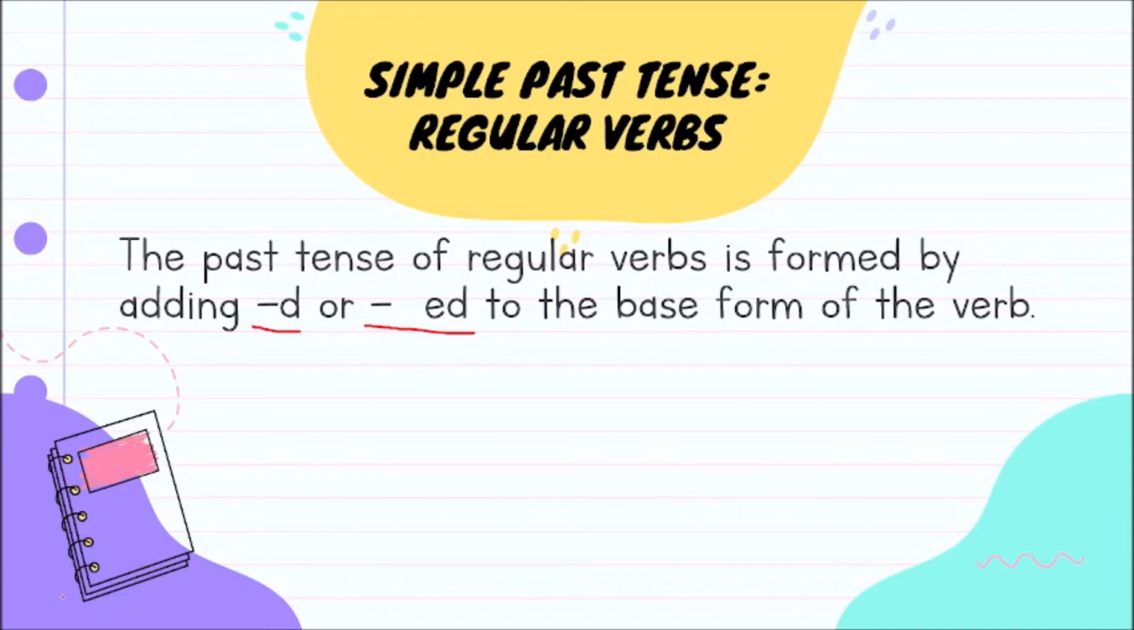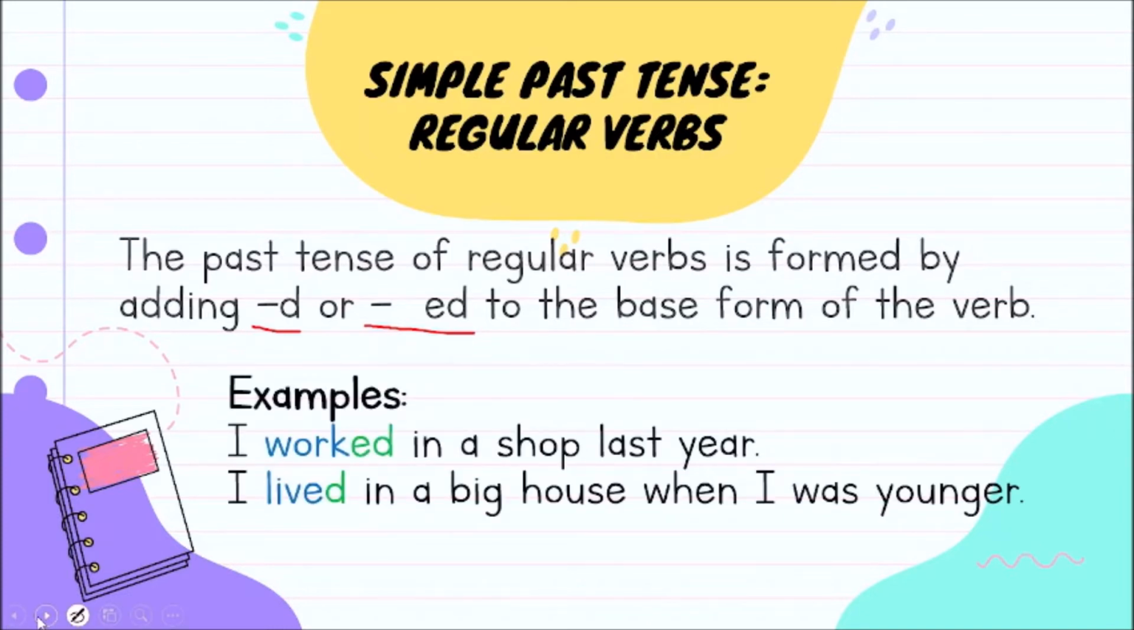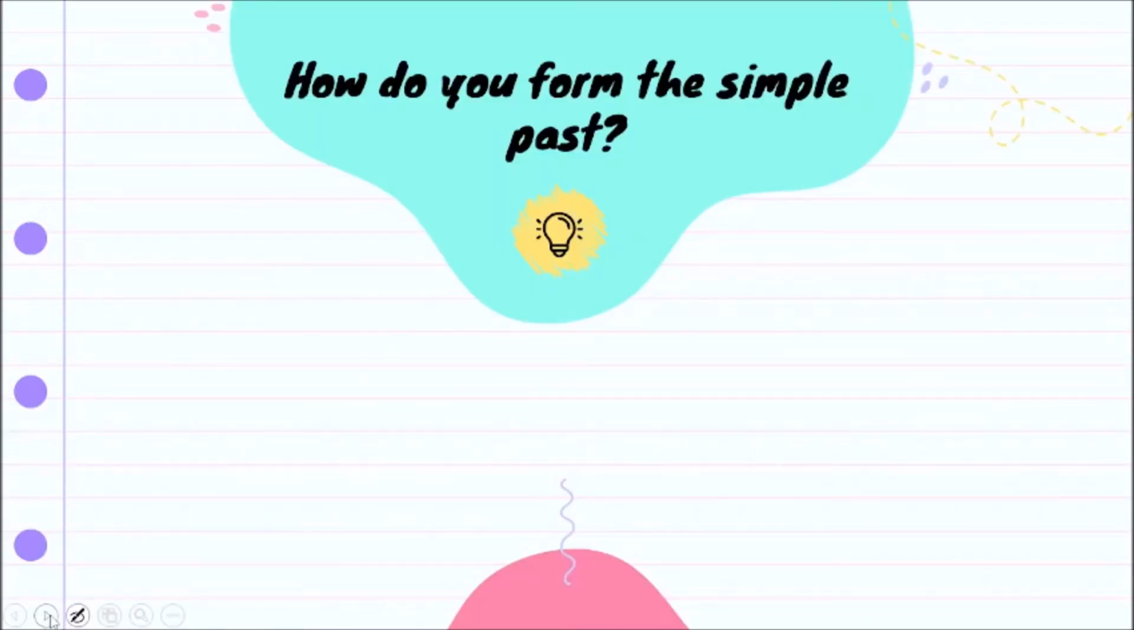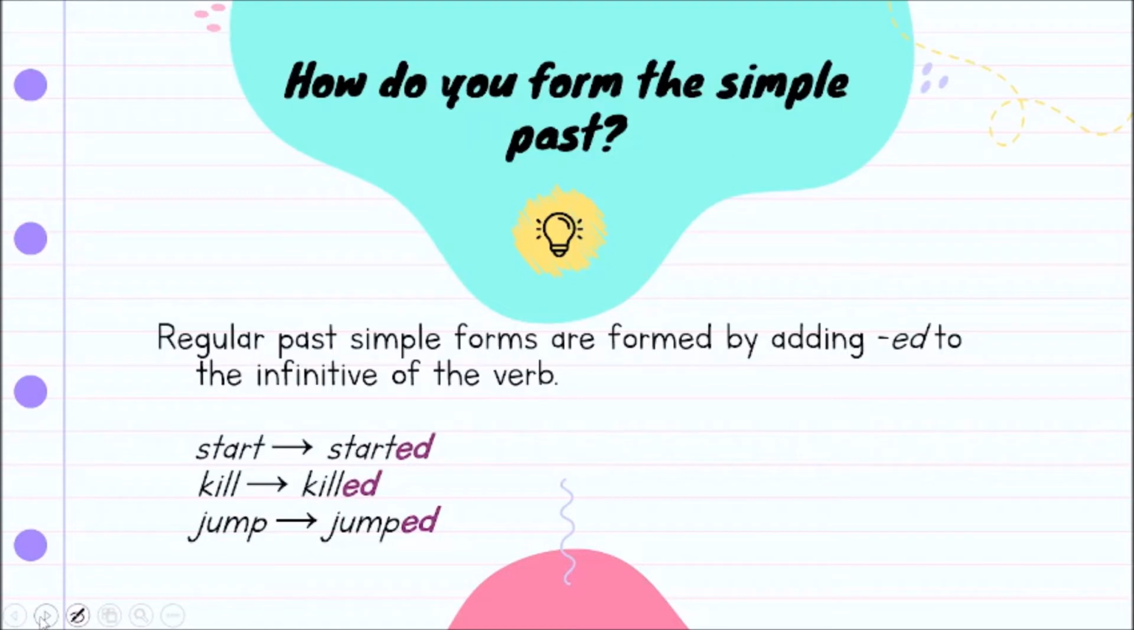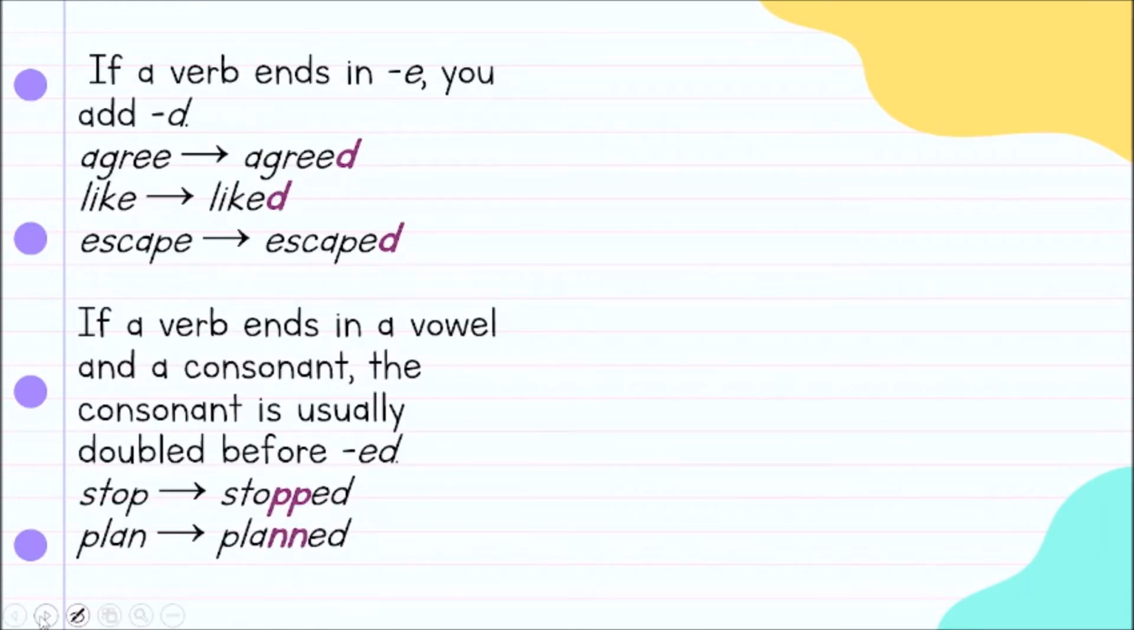But of course, we have to follow some rules. So here are the examples. I worked in a shop last year. I lived in a big house when I was younger. So how do we form the simple past tense? Here are some rules. Regular past simple forms are formed by adding ed to the infinitive of the verb. For example, start will become started, kill will become killed, jump will become jumped. So if a verb ends in e, you add d, just like the examples.